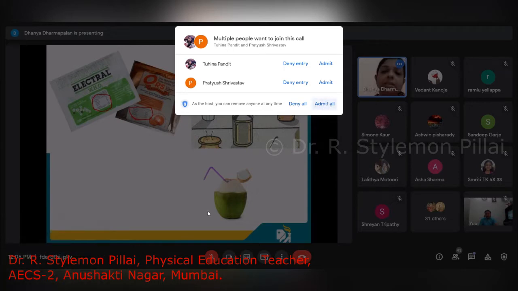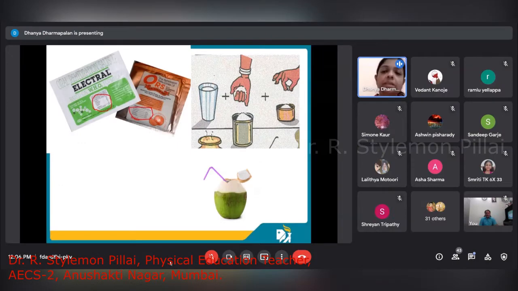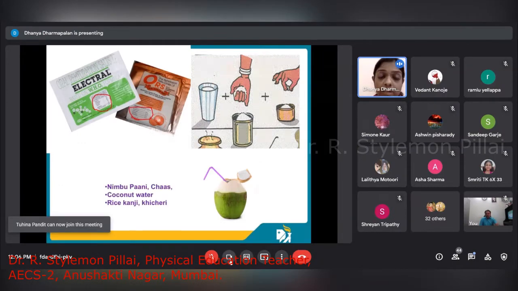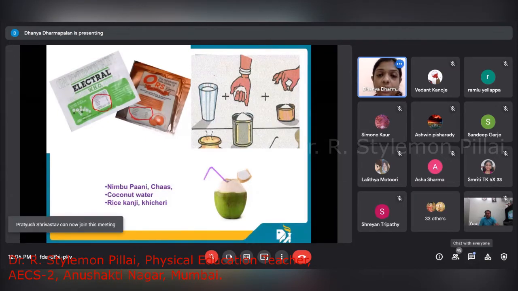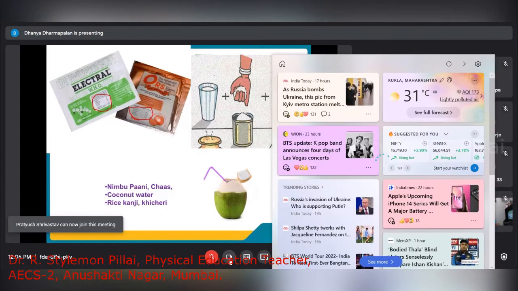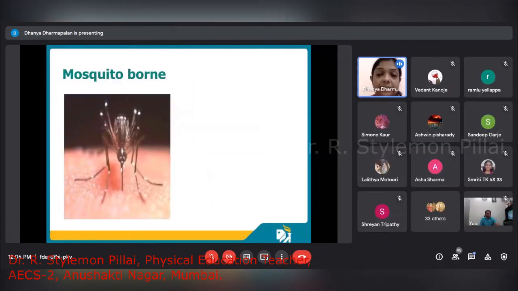This helps to refresh you and prevent dehydration, means that you do not lose a lot of water from your body. You're giving back the water that you have lost through vomiting and loose motions. And the other alternatives are coconut water, limbu juice, rice kanji, chaas, whatever contains salt and sugar. So if you have loose motions, you're not going to drink Pepsi, cola, or fruit juices from the market. But this is what you should have so that you become fit again.